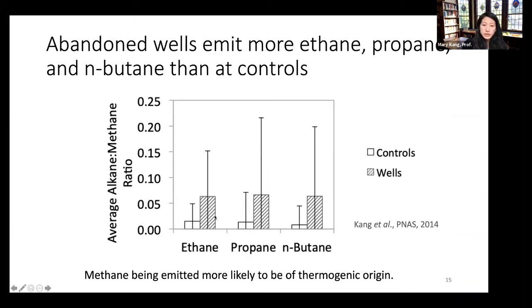But as you can see clearly, these are the bars. This is all the data and the range of data for controls, and then the hatch represents wells. And you can see there's just a lot more ethane, propane, and butane coming out of the wells than at the controls.